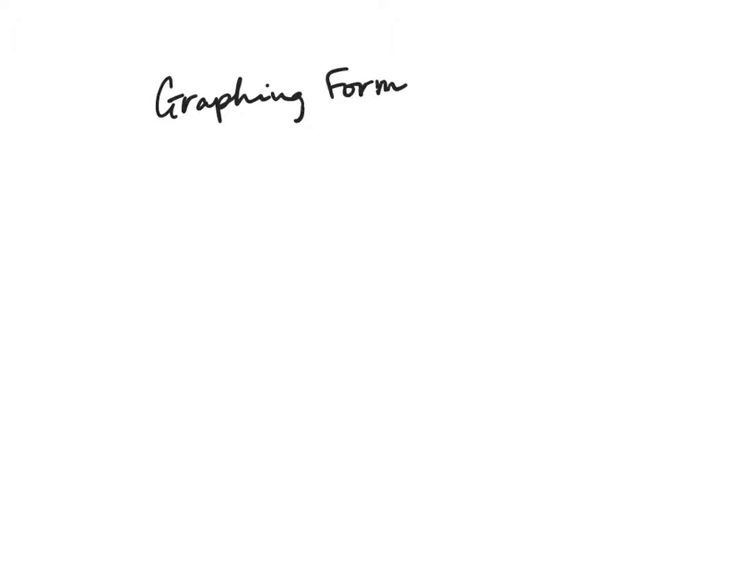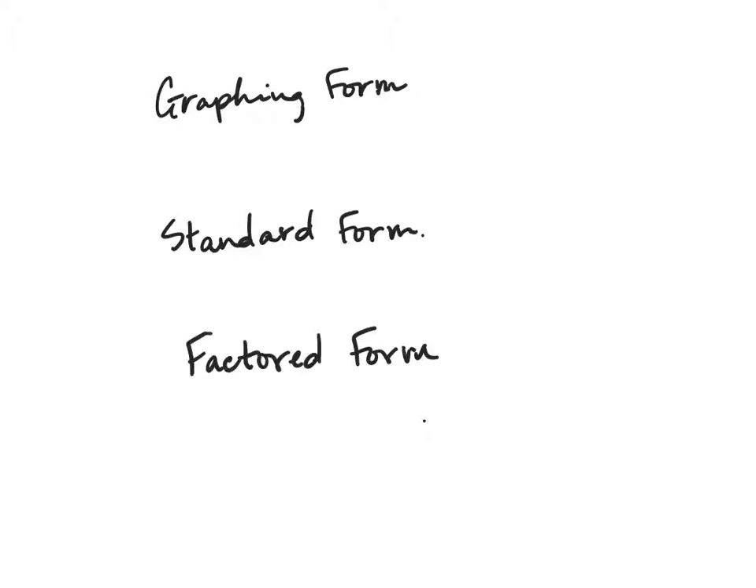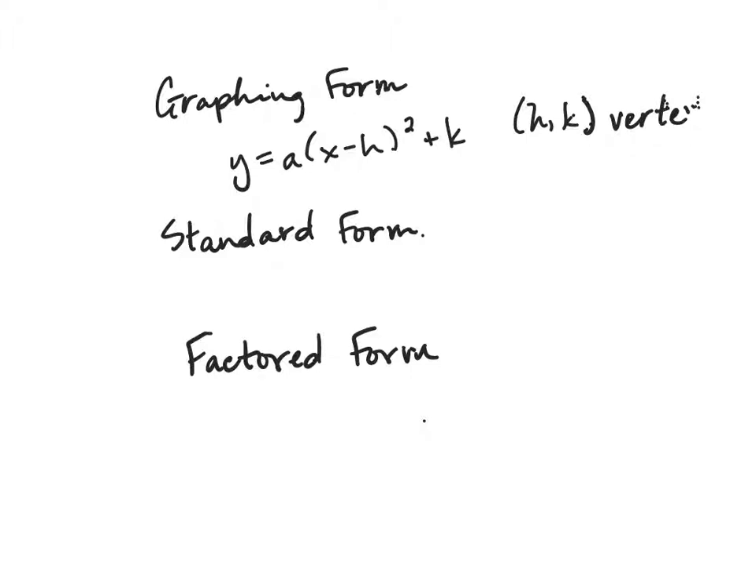Which is also known as vertex form. We have the standard form and the factored form. So the graphing form, that is our y = a times x minus h squared plus k. That is where hk is our vertex, and a is our stretch factor. So that determines how much we're going up.